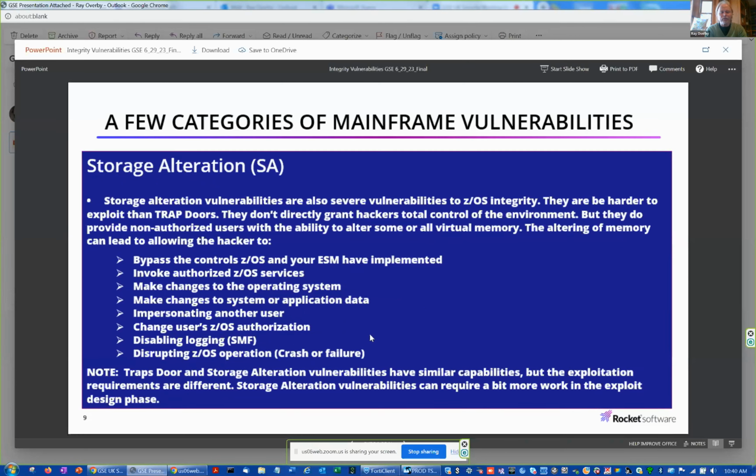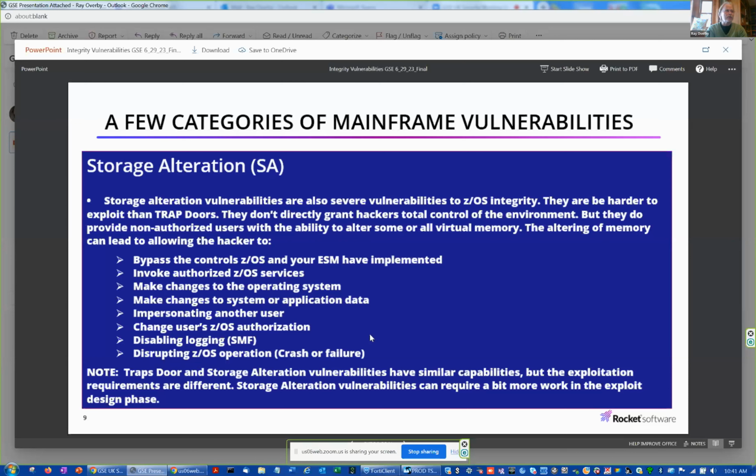It is what it sounds like, right? You invoke an authorized code path and you pass in an address or not, and it allows you to modify stuff that you shouldn't, whether it's in a private area address space of some LX owner, or if it happens to be just common storage somewhere, right? And just like the trapdoor, you're bypassing the controls of z/OS. There's nothing your ESM can do for a trapdoor, right? There's no SAF call, right? There's no RACROUTE call that says, hey, can Ray do this? Yes or no, right? The code just executes, boom, you're done, right? Whether it's a trapdoor or a storage alteration, right?